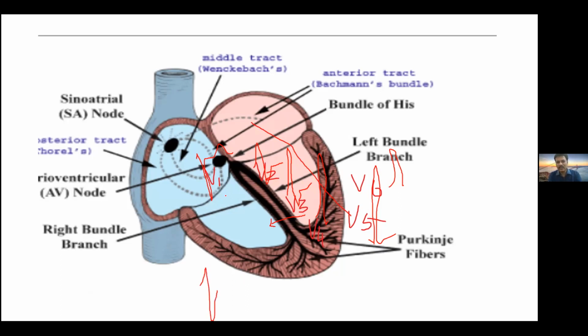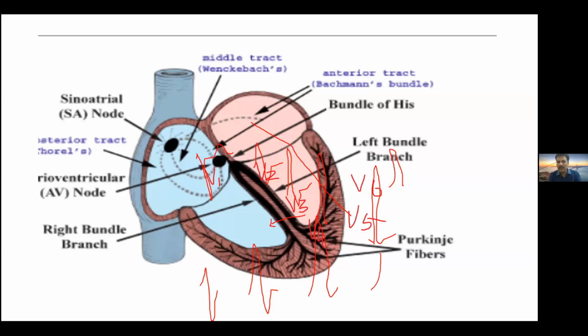V3, because from here it has to travel this long, from the bundle of His to this area, it is much taller. V3 will be like this. The S wave will be shorter. V4, it is in the apex. The height of the R wave increases, whereas the depth of the S wave decreases.